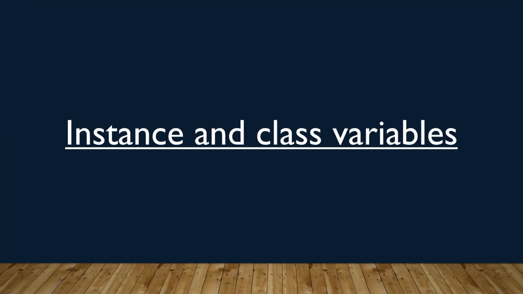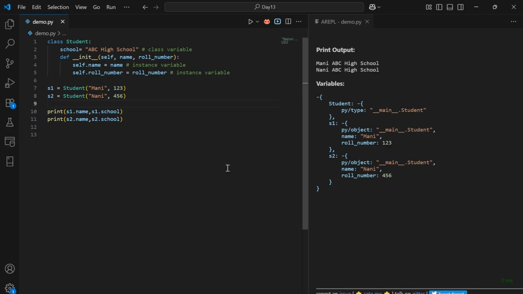Next, let's discuss instance and class variables with an example. Let me tell you a story. All students belong to the same school, but each has a different name and roll number. So, school name would be the class variable and name and roll number would be the instance variables. Let me explain a bit more clearly. School equal to ABC High School is a class variable. It is shared by all the students. Self.name and self.roll number are specific to each student.